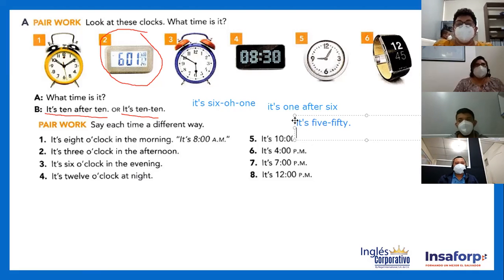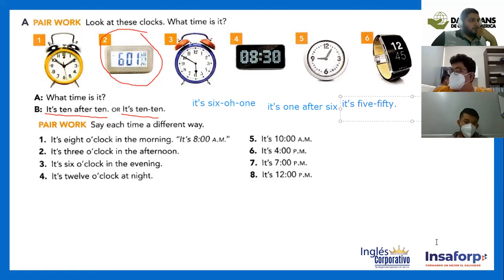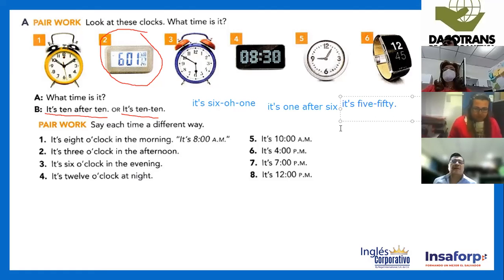In the other way? How would it look in the other way? What is the other way? In this case, since the hand is between the 6 and the 7, we are going to use to, right? So how would it look? It's 10. It's 10. Very good. It's 10 to 6. Excellent. That's right. It's 10 to 6. Very good.